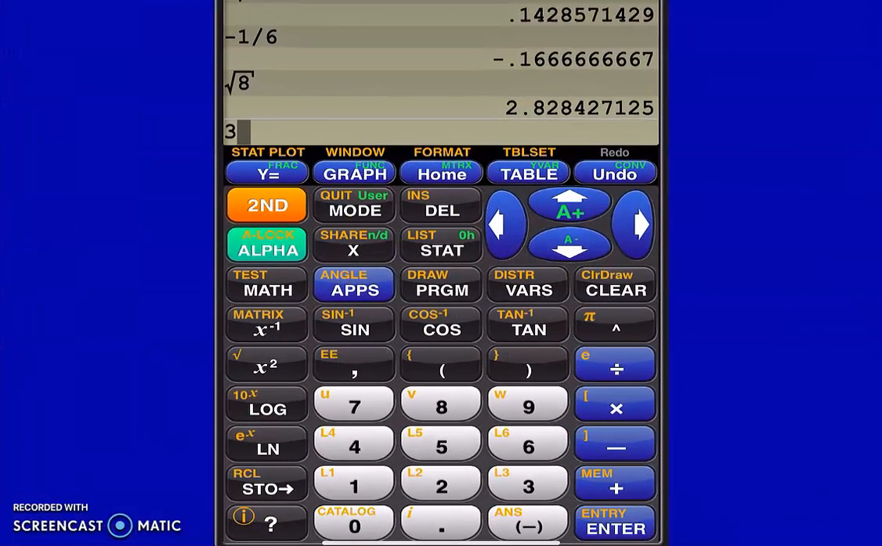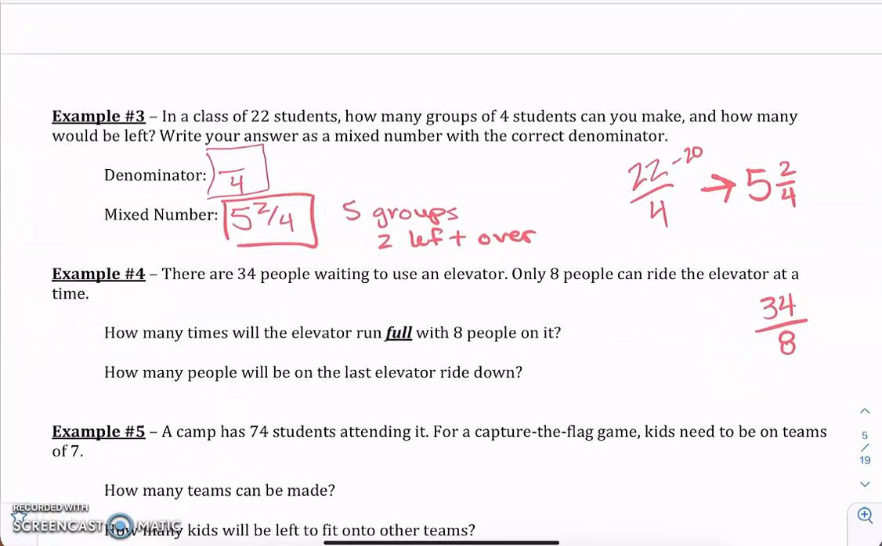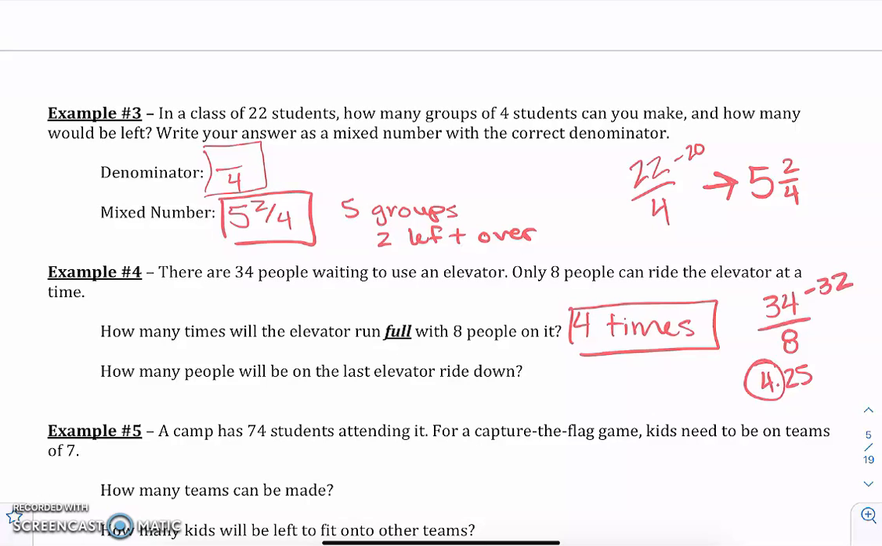I don't know that exact decimal, so I'll do it here. I know how many times it goes in, so that 4 is how many times the elevator can ride full. It can go 4 times with a full 8 people in it. But that would only get 32 people down the elevator. So if you subtract that, how many people will be on the last elevator ride? 2 people.